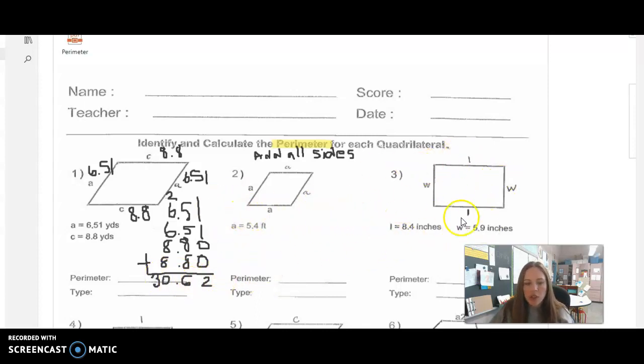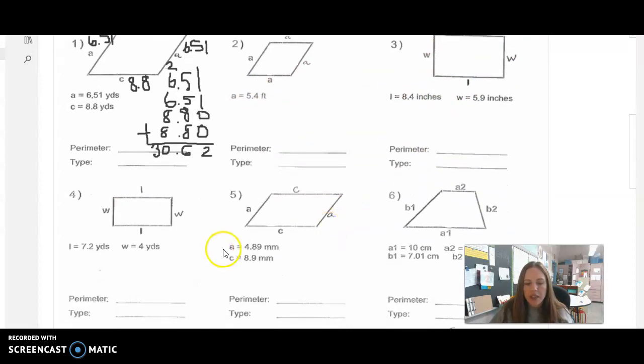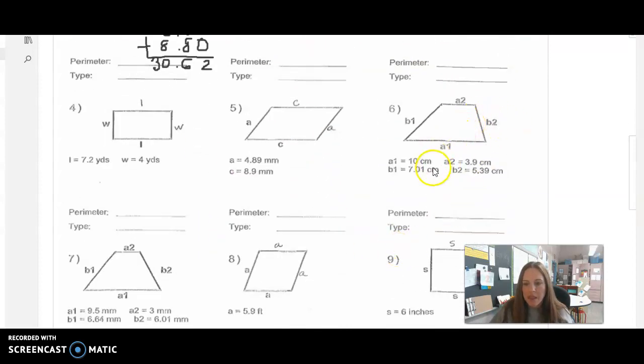This is what I want you to do for all of these, okay? Label each side with the measurement and then add them all up.